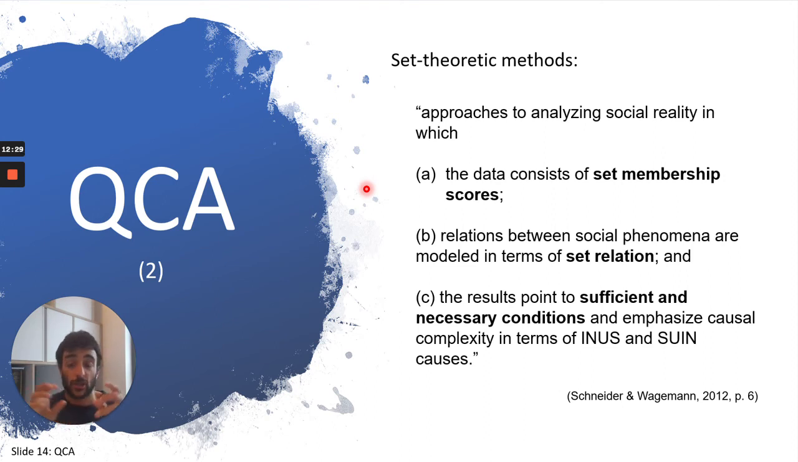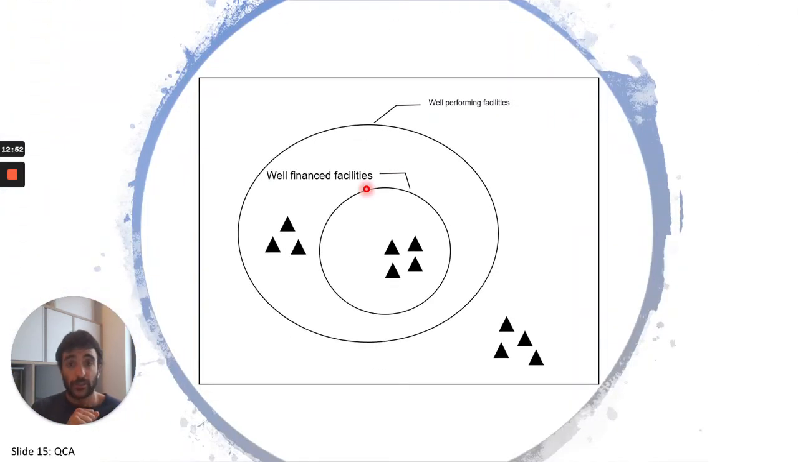Now, different countries can be in different sets, in the set of high maternal mortality, high suicide rate, etc. And the idea of QCA is to find the relationships between those different sets. And when it does so, it tries to unravel the sufficient and necessary conditions and emphasize complex causality.